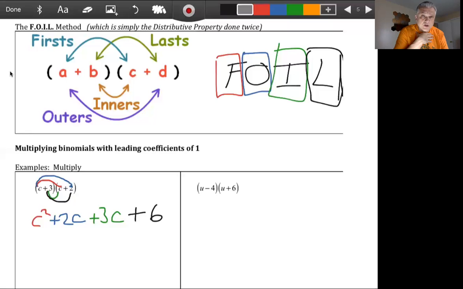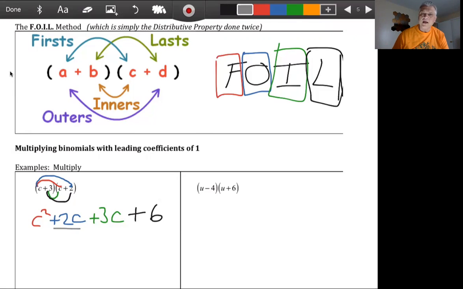Well, are there any like terms? Well, this first term has C squared. There are no other terms with C squared. This term is a 6. There are no variables. There are no other terms that don't have a variable.